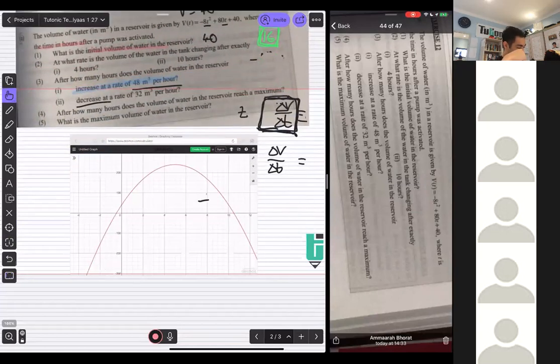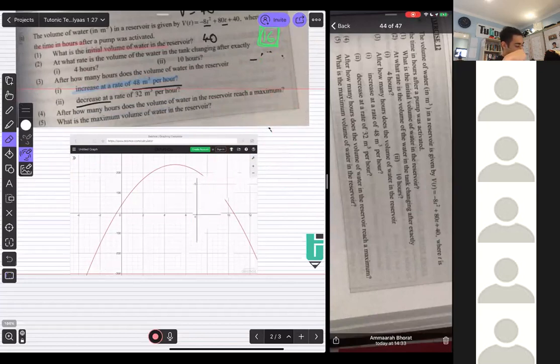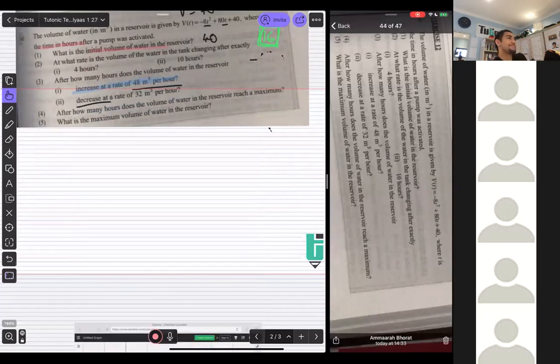And you guys can tell me if I must repeat anything. Okay. Now it says after how many hours does the volume reach a maximum? Who wants to give me an approach? What are you guys thinking? But it doesn't give you how much it can hold. So what does it mean maximum?